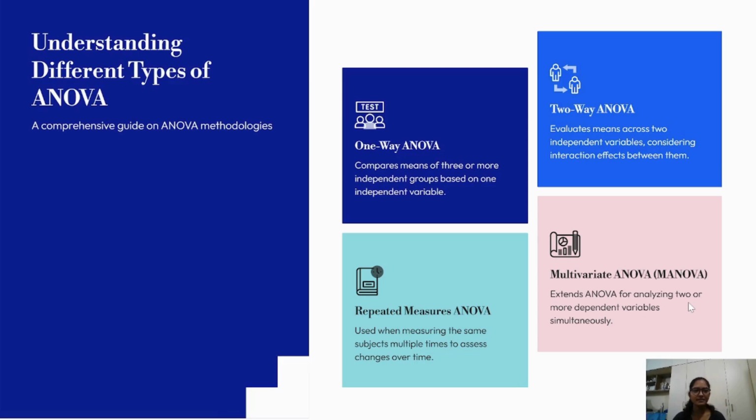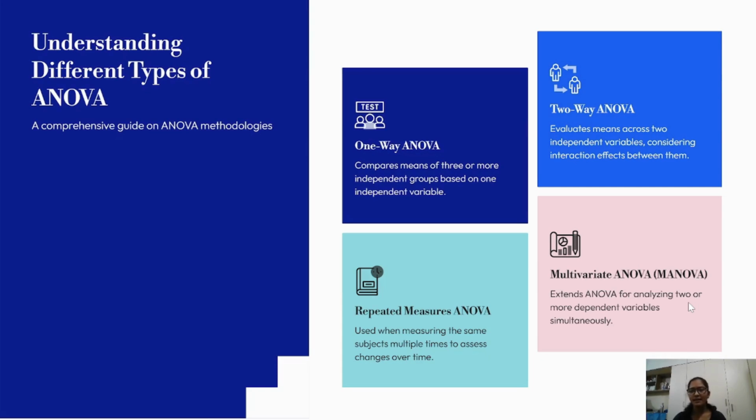Let's understand different types of ANOVA. A comprehensive guide on ANOVA methodologies includes one-way ANOVA, two-way ANOVA, repeated measures ANOVA, and multivariate ANOVA, also known as MANOVA. A one-way ANOVA compares means of three or more independent groups based on one independent variable.